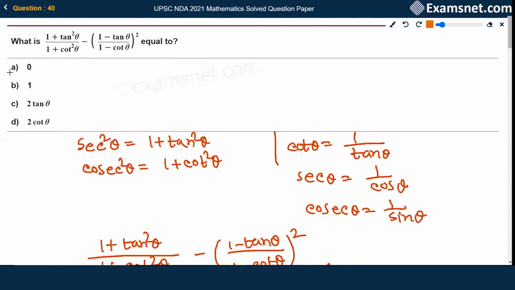So here it matches with option A. Option A is the correct answer here.